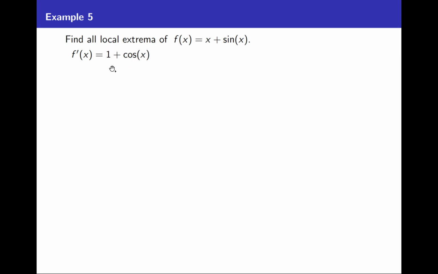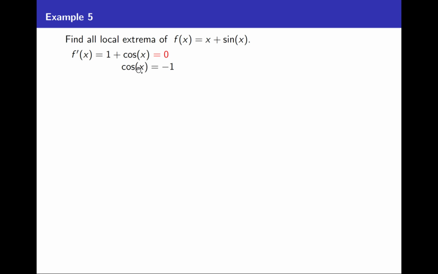So you're going to have no critical points at which the derivative is undefined. But you might have some for which that derivative is equal to 0. And to find them, you set the derivative equal to 0 and you solve. 1 plus cosine x equals 0 can be written as cosine x equals minus 1. And so there we're looking for the values of x for which cosine x equals minus 1.